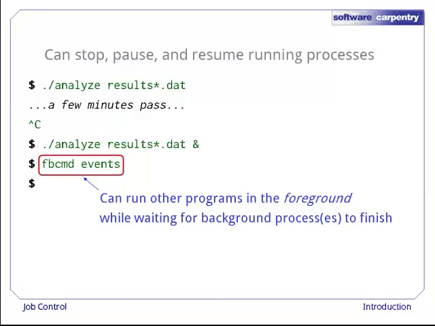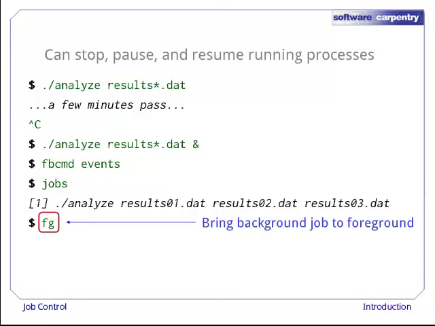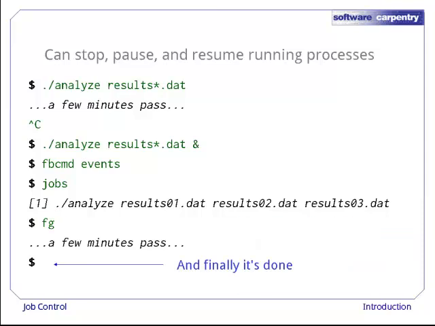Since there's nothing going on, let's run the jobs command. This tells us what processes are currently running in the background. Since we can't think of any other way to procrastinate, we use the foreground command fg. This brings our background job into the foreground. If we have several jobs running in the background, we can control which one we bring to the foreground using fg %1, fg %2, and so on. The IDs are not the process IDs, instead they are the job IDs displayed by the jobs command. Finally, when analyze finishes running, the shell gives us a fresh prompt as usual.